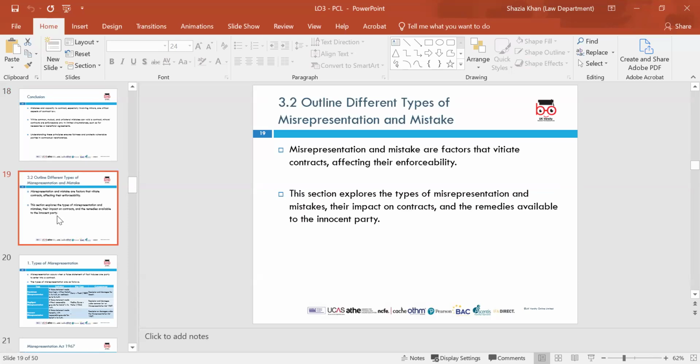So 3.2, outline different types of misrepresentation. Misrepresentation in contract law refers to a false statement made by one party to another that induces them into entering into a contract, while a mistake refers to a misunderstanding or inaccurate belief about a material fact of the contract, with different types, which we'll go through: fraudulent, negligent and innocent misrepresentation, and mutual and common mistakes.